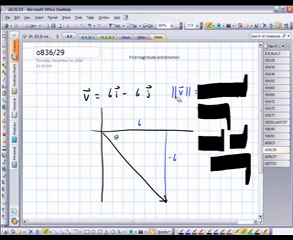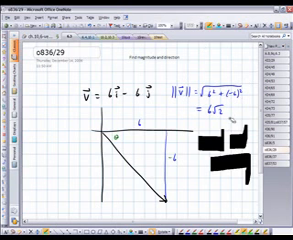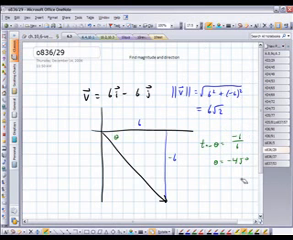So the magnitude of v is given that way, rad 6 squared plus negative 6 squared, which gives me 6 rad 2. To find the angle theta, I know that tan theta is going to be negative 6 over 6, so it's negative 45 degrees.